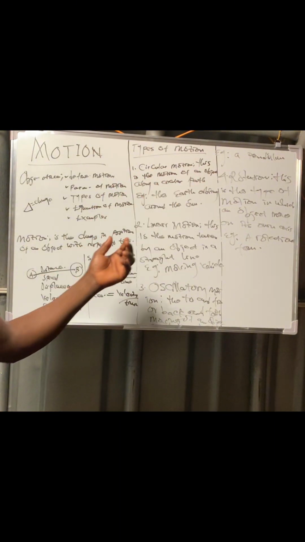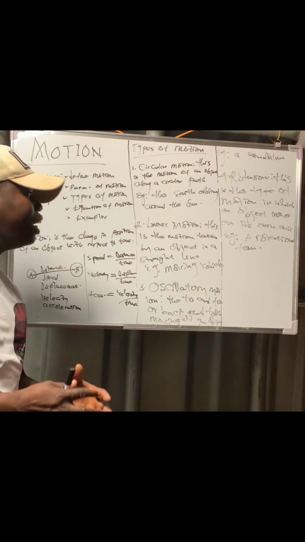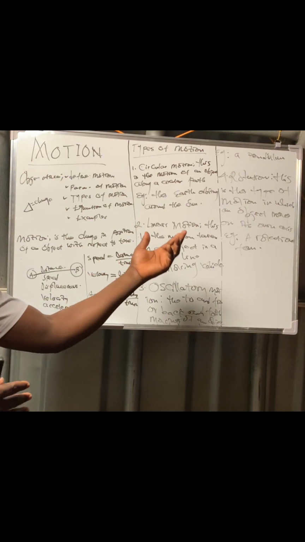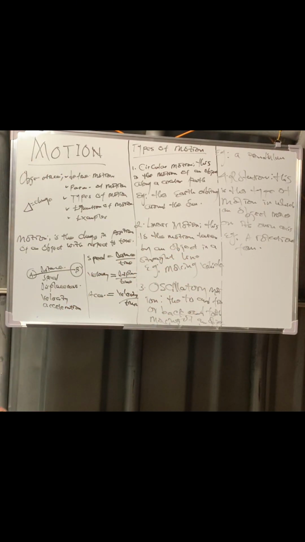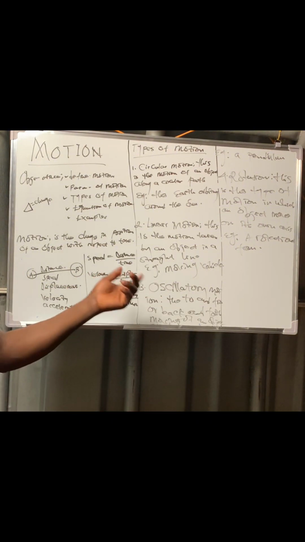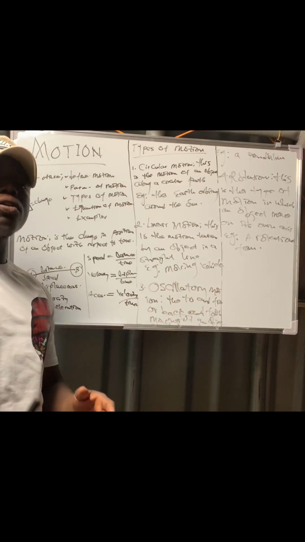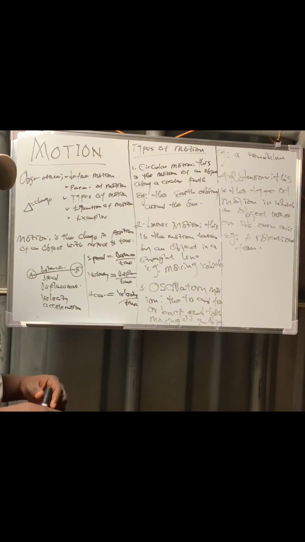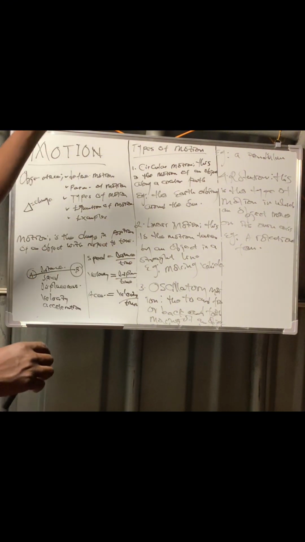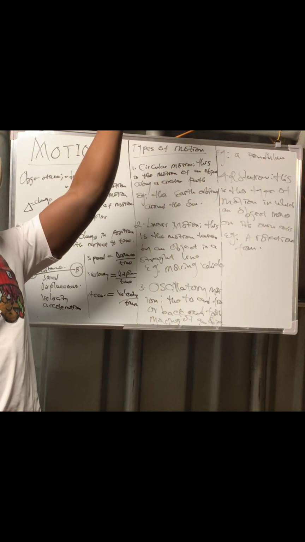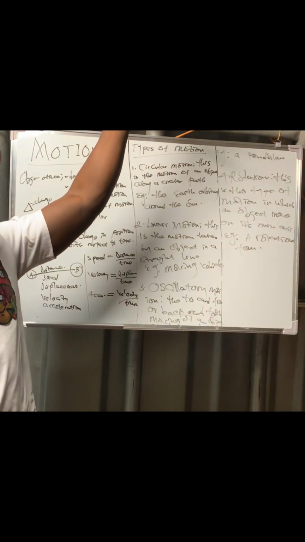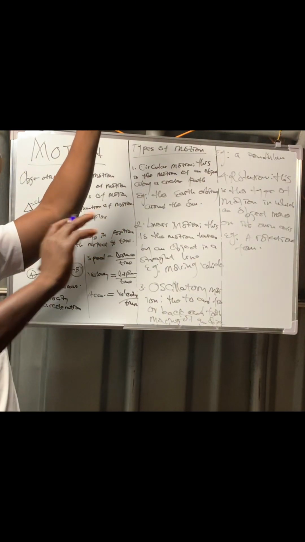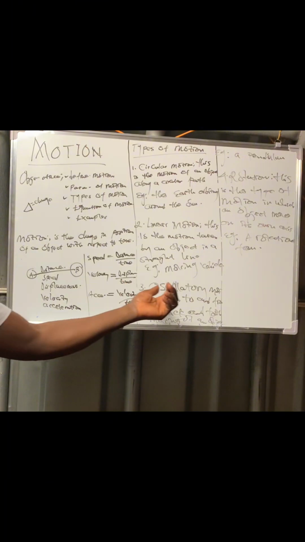Are we okay? The second one is linear motion. This is a type of motion taken by an object in a straight line. For example, an object moving from point A to point B, a moving vehicle, is an example of linear motion. The third one is oscillatory motion. Oscillatory motion is just the to and fro movement of an object. For example, if I hang a pendulum on top and dangle it, the back and forth movement of that pendulum is what we call oscillatory.